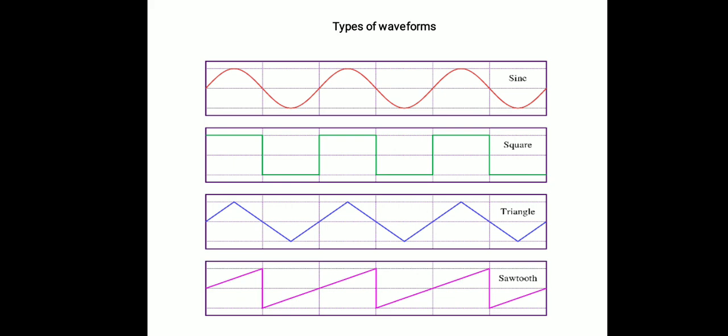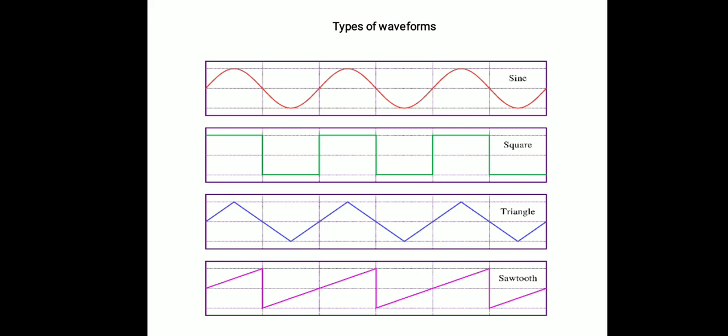Okay, sine is nothing but the sinusoidal. In the green, it is the square waveform. It looks like the square. In the blue line, it is the triangular waveform. It looks like the triangle. And last one, in the pink line, it is the sawtooth waveform.